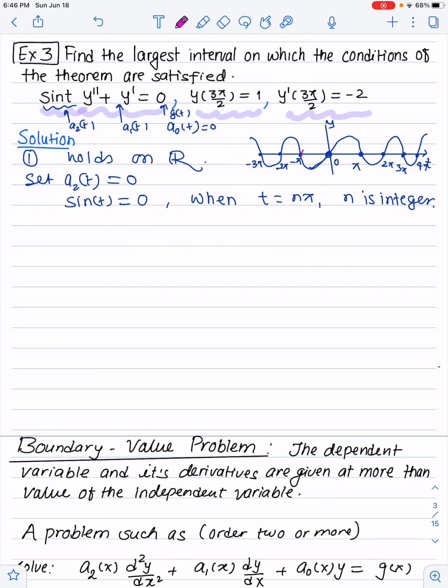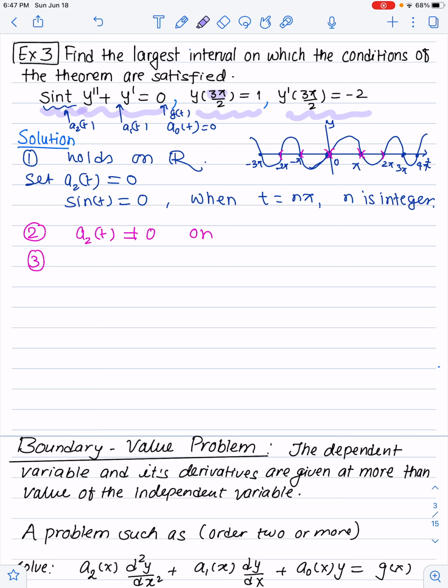So we have several intervals. On this interval, sine t is not 0. On this interval, sine t is not 0, except at those points. Okay, so there are several intervals where sine t is not equal to 0. But the main thing is, let's just say that a2(t) is not equal to 0 on all these intervals, but we will figure out which interval is the required one. So let's just jump into the next property, the initial value problem.